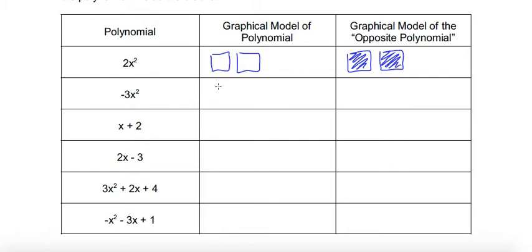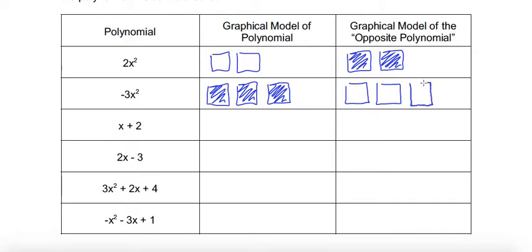-3x squared, the graphical model of that would be three large squares shaded in to represent that those are negatives. And the opposite model, so the graphical model of this opposite, where we would just draw the same shapes but different colors. So if they're shaded in, they become unshaded, and if they're unshaded, they become shaded. So the graphical model representation of -3x squared is +3x squared.